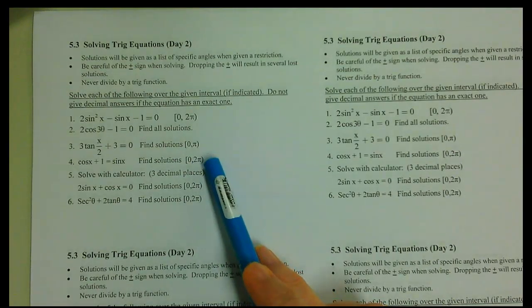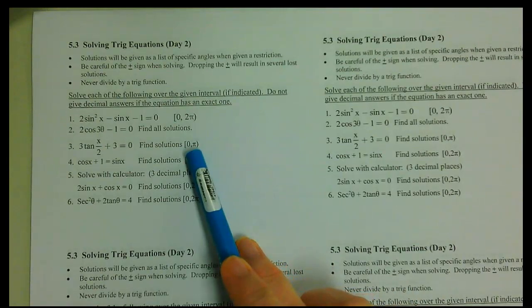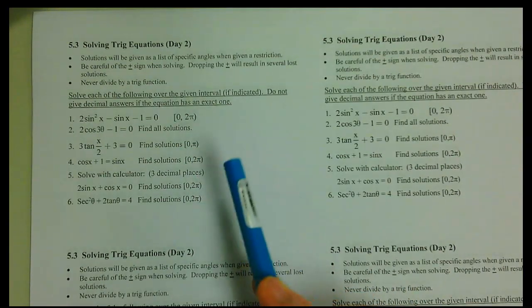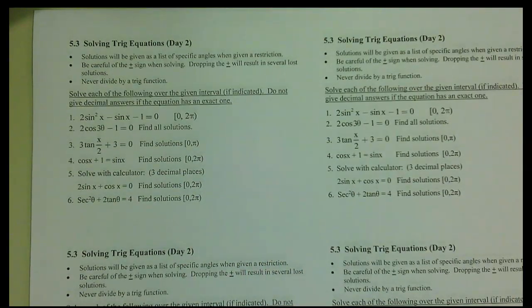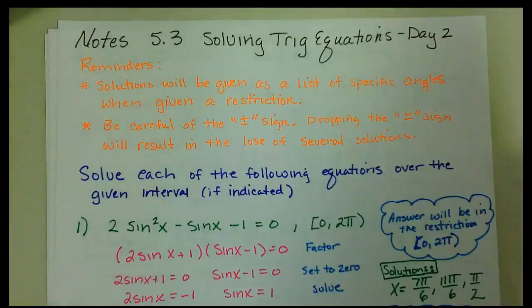3 and 4 have restrictions, but notice this restriction is 0 to pi, where this one is 0 to 2 pi. And then 5 and 6, actually you're going to need a calculator, so hopefully you have one handy to be able to use on those problems, because sometimes you have problems that have only exact answers. Sometimes you have problems that have only decimal answers. Sometimes you have problems that will have both within the same equation. So we're going to work through these 6 equations today and make sure you're still on track and feeling comfortable with the solving we've done so far.